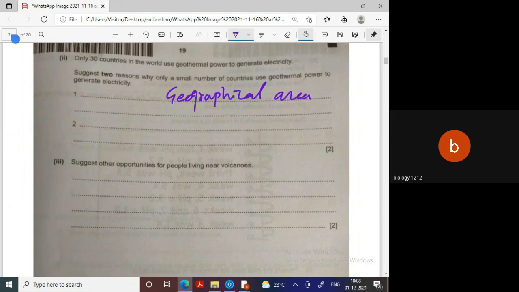Okay, location, geographical area you can mention, or the second one is it's expensive, right? Maintenance, and it is very much expensive. That's why very small number of countries are using it.